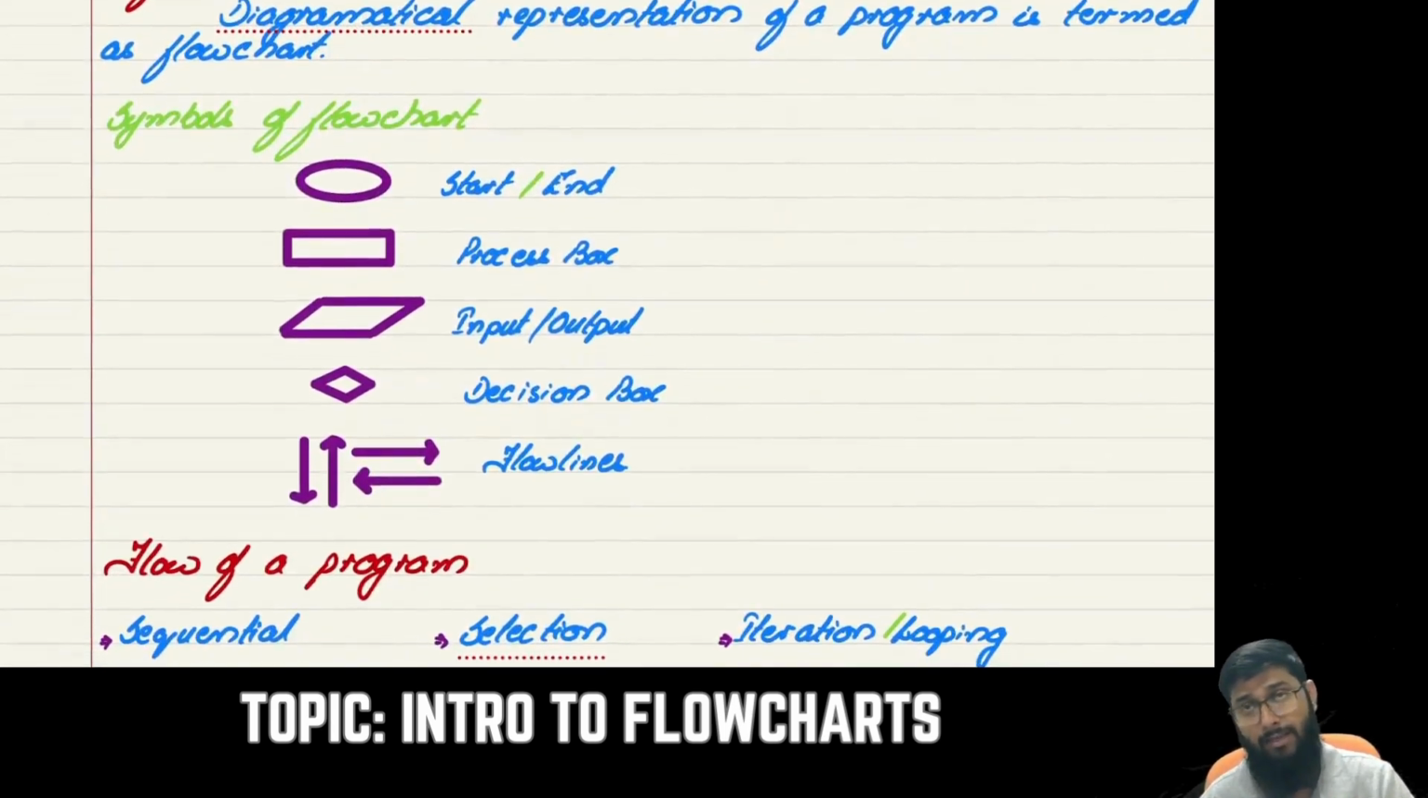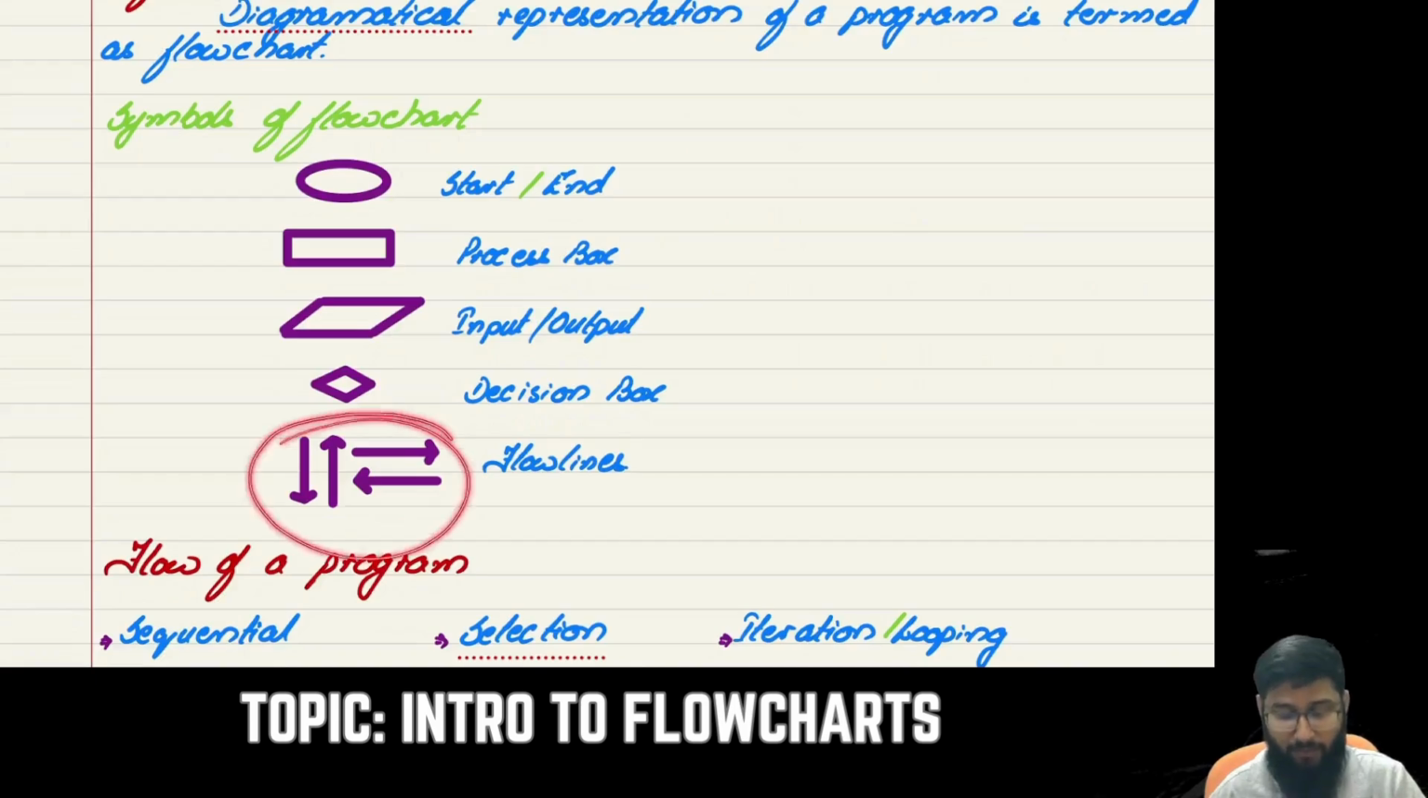Then we have the flow lines. What do I mean by flow lines? Flow lines represent from where to where your program is going to flow. They indicate the flow of the program, from which part to which part your program is going to flow.